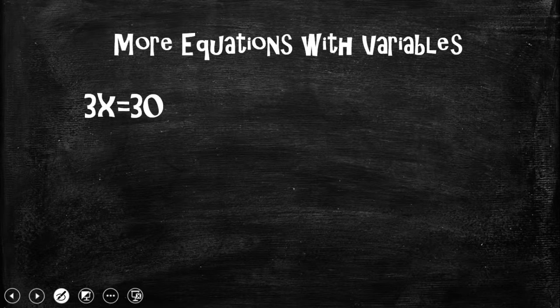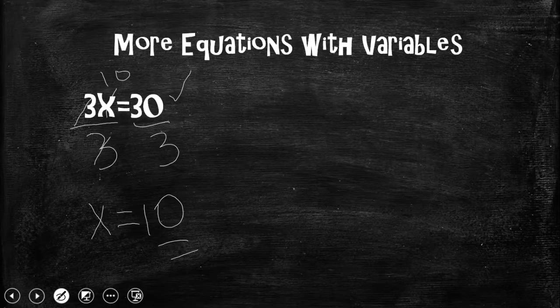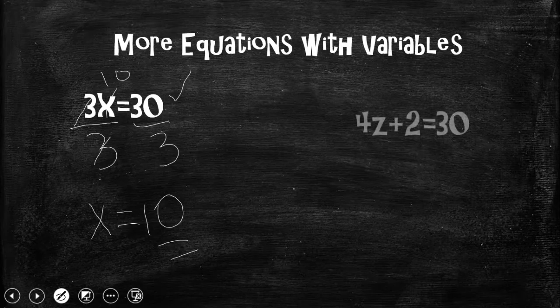Okay, this time to get that X by itself, we have to divide by 3 so that we can isolate the X. So we'll divide by 3 on the left side, and to balance it out, we'll divide by 3 on the right side. So 3x divided by 3, the 3's cancel themselves out, and we have the x by itself. And then 30 divided by 3 is 10. So let's check our work. We'll substitute this 10 in for the x. 3 times 10 is equal to 30. That checks correct. Okay, let's move on to one last problem.